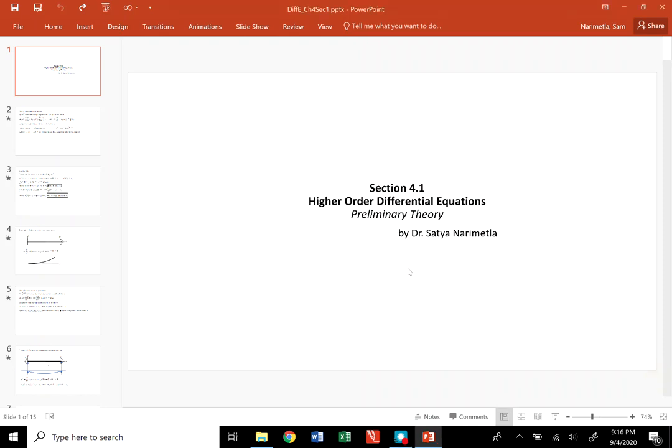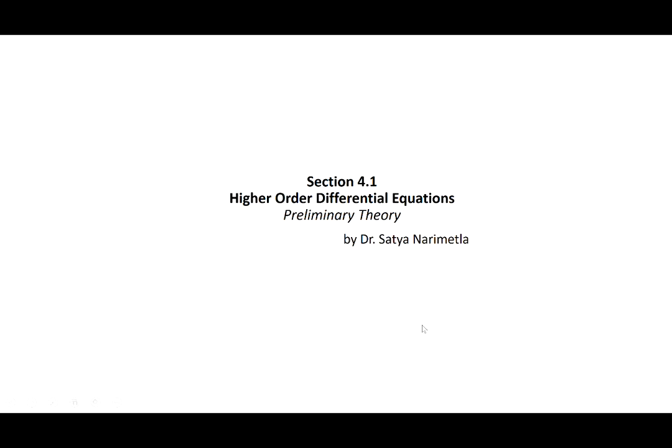We are moving on to chapter 4. Chapter 4 is about higher order differential equations, and this section 4.1 covers some of the basics of these higher order differential equations. Okay, let's look at that.